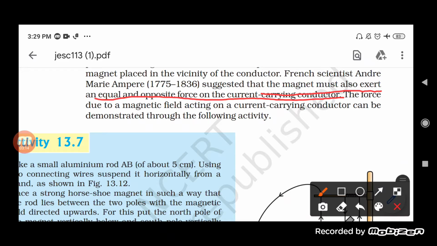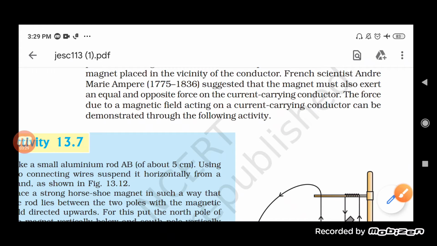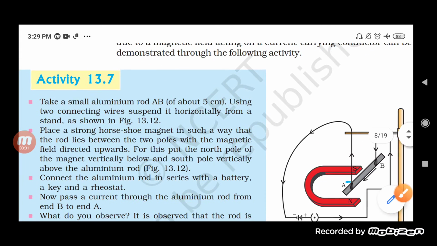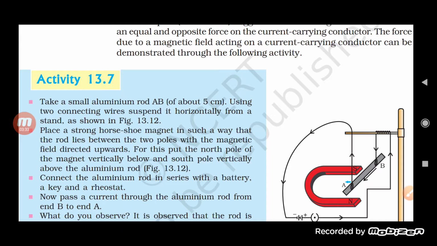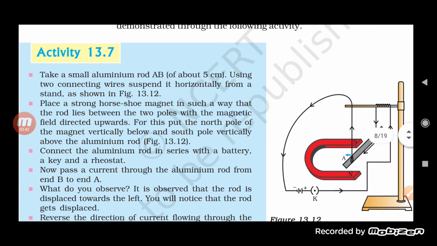So the force which is exerted by the current carrying conductor, the magnet will also exert on the current carrying conductor, and this was explained by Ampere, the French scientist. He said that if we keep a magnet in the vicinity of a current carrying conductor, the magnet will also exert a force on the current carrying conductor. For that he performed an activity.